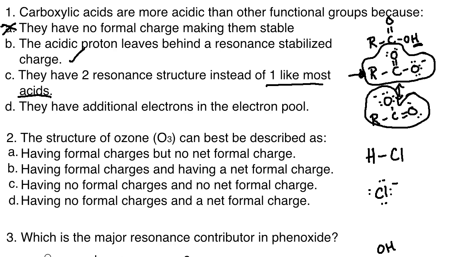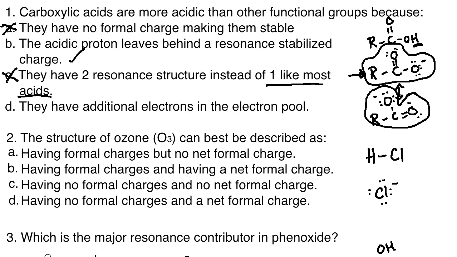So in the case of the hydrochloric acid, it's the fact that chlorine is a weak base, and so weak bases make good leaving groups. They dissociate from protons very readily. But that doesn't mean that we always have at least one resonance structure. All right, so that answer is out, even though the first half of it looks tempting.